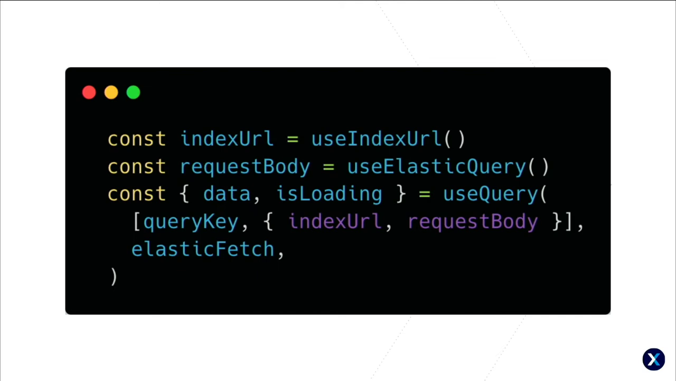That has two arguments. The first is a query key, and you might be thinking, hang on, there's an argument called query key in that array. That's actually something we pass in as a property, and then we add the index URL and request body. That gives us a unique query for the combination of filters and full text search, which means our results are really nicely cached. The second argument to the useQuery hook is our callback, which is going to actually return the data.